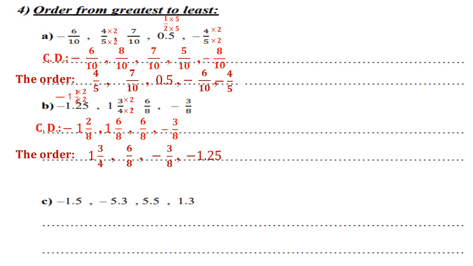C. Negative 1.5, negative 5.3, 5.5, 1.3. Here all the numbers are decimals. So I will start with the order. The order will be, the greatest number is 5.5, and then 1.3, and then negative 1.5, and then negative 5.3.